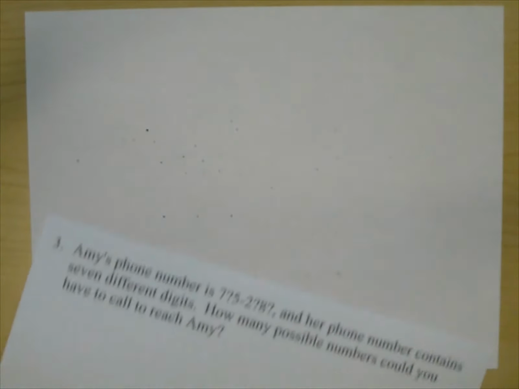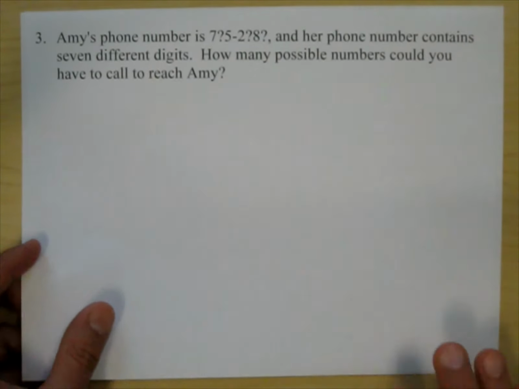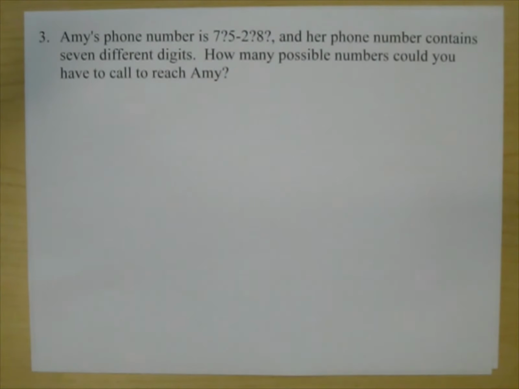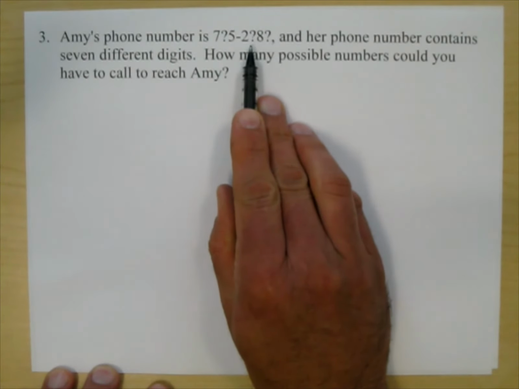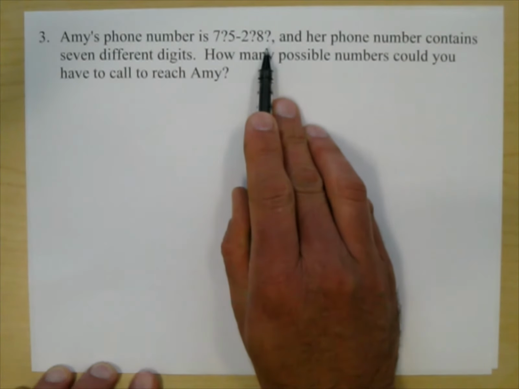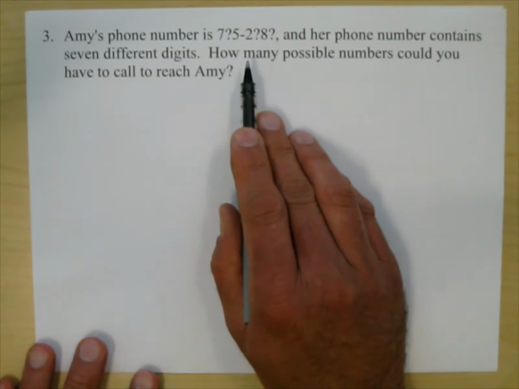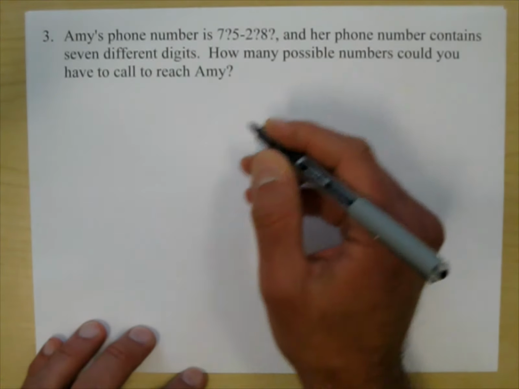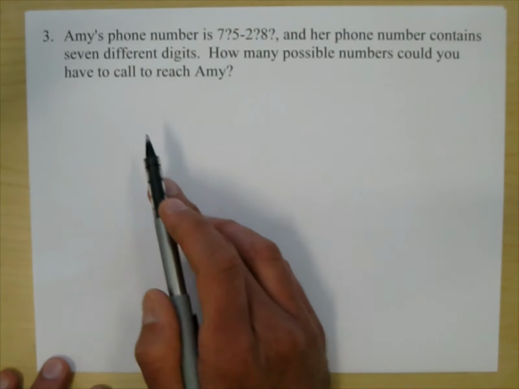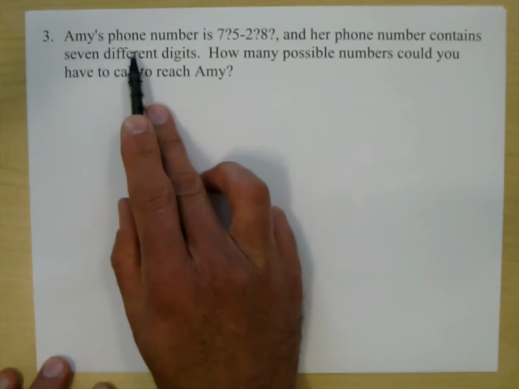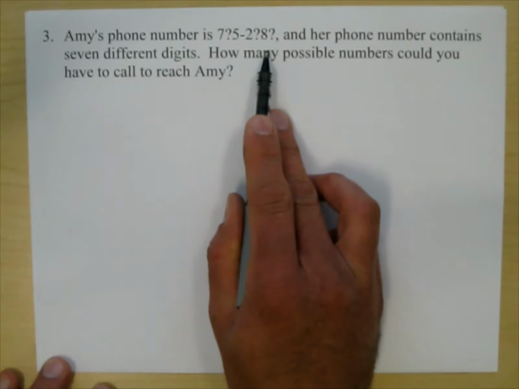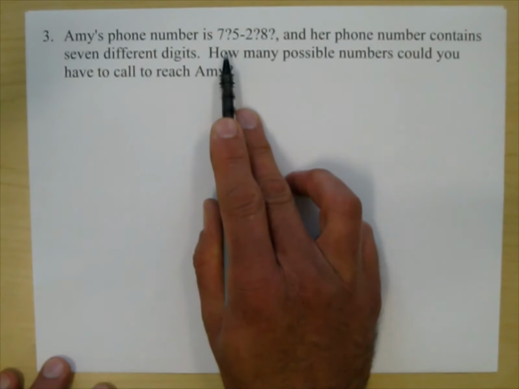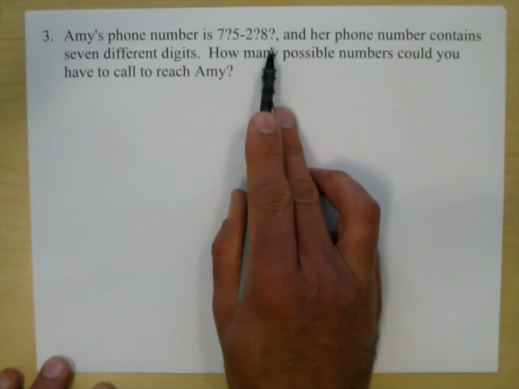So problem number 3. Amy's phone number is 7 question mark 5 2 question mark 8 question mark. Okay, so let's set up a situation here. Say it's junior high school and this guy really likes Amy and he writes her phone number down. She gives him her phone number and he writes it down on his hand, and then in PE class he gets a little sweaty and some of the numbers blur, so he can't see what those question marks are.